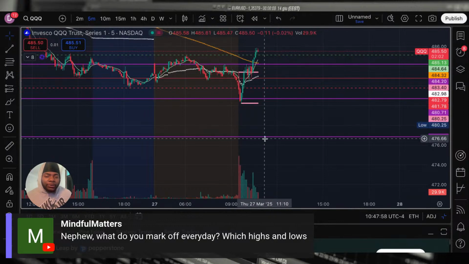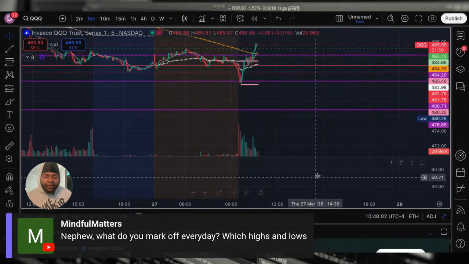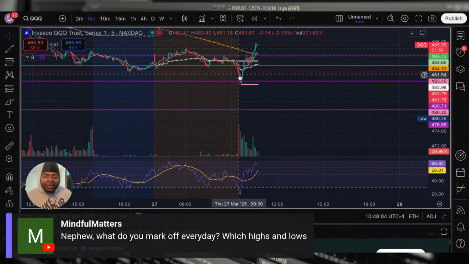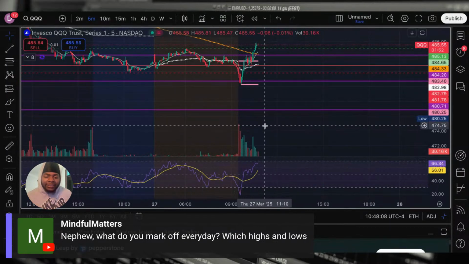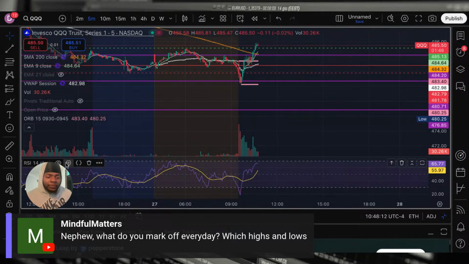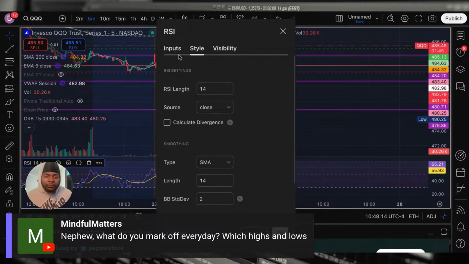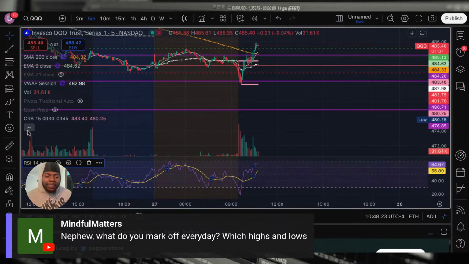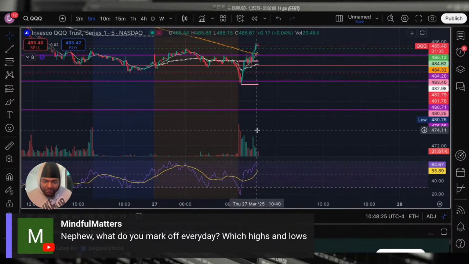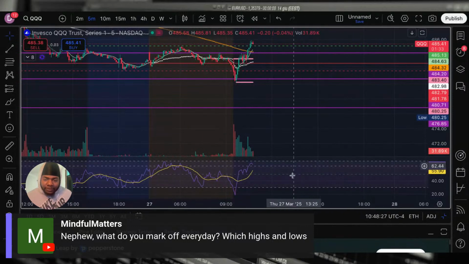And we were oversold on the RSI right here. The RSI, I don't use it every day, but I will use it sometimes. RSI is just the relative strength index. I'll show y'all that indicator too. Why not? Here's my inputs, here's my style, visibility. And the only thing you're watching on the RSI is the top and the bottom.